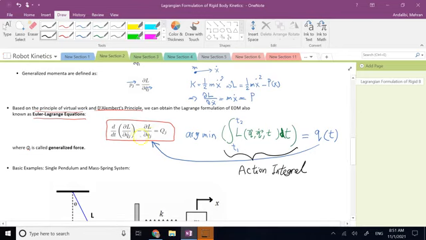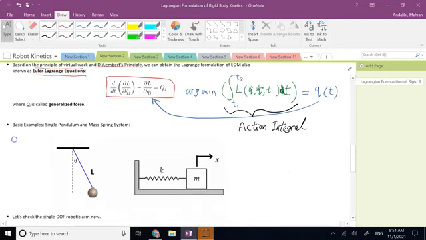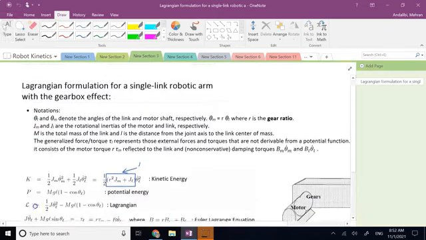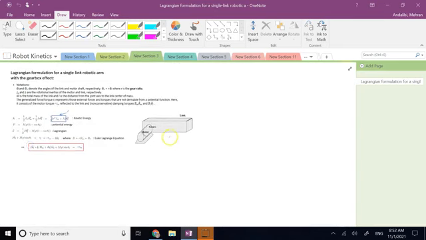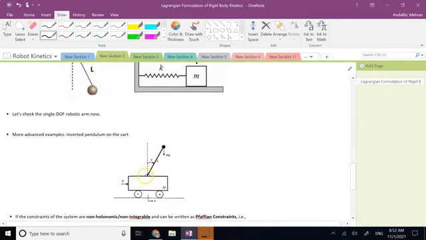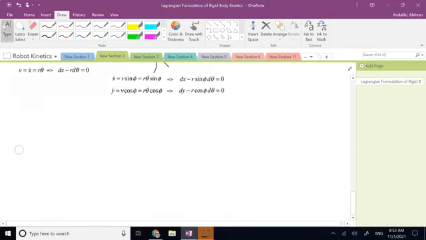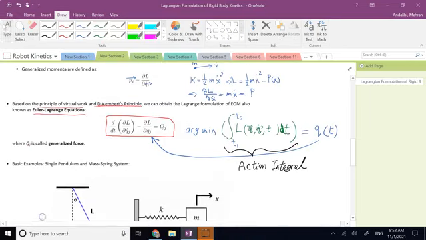And here I'm going to apply this to several examples. I'm going to apply it to the pendulum, apply it to the mass spring system, apply it to a robot with basically one single link. I'm going to apply it to systems with more than 1 degree of freedom, and to systems with holonomic and non-holonomic constraints, and so on and so forth. Okay, so we are going to solve a bunch of examples and see how to apply this Euler-Lagrange equation to different systems with different degrees of complexity.